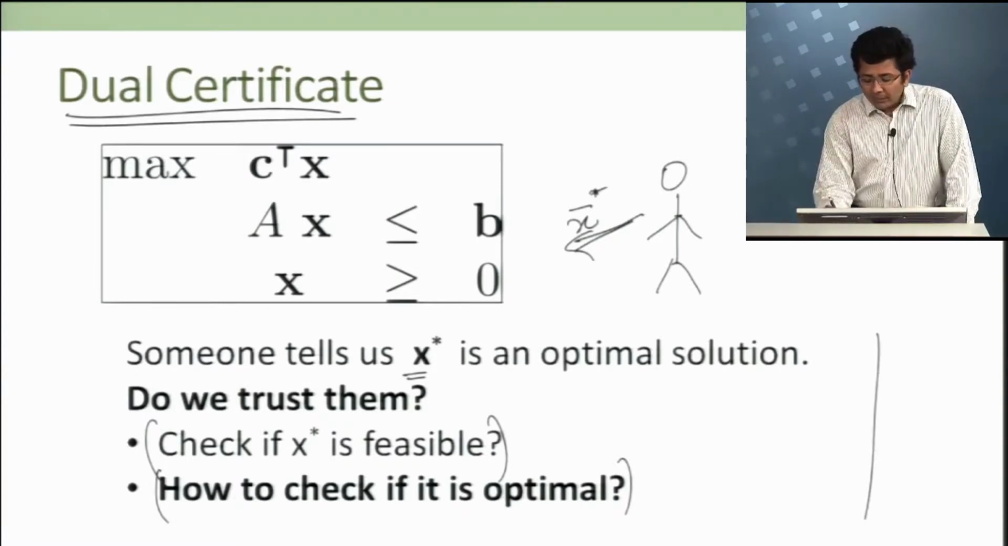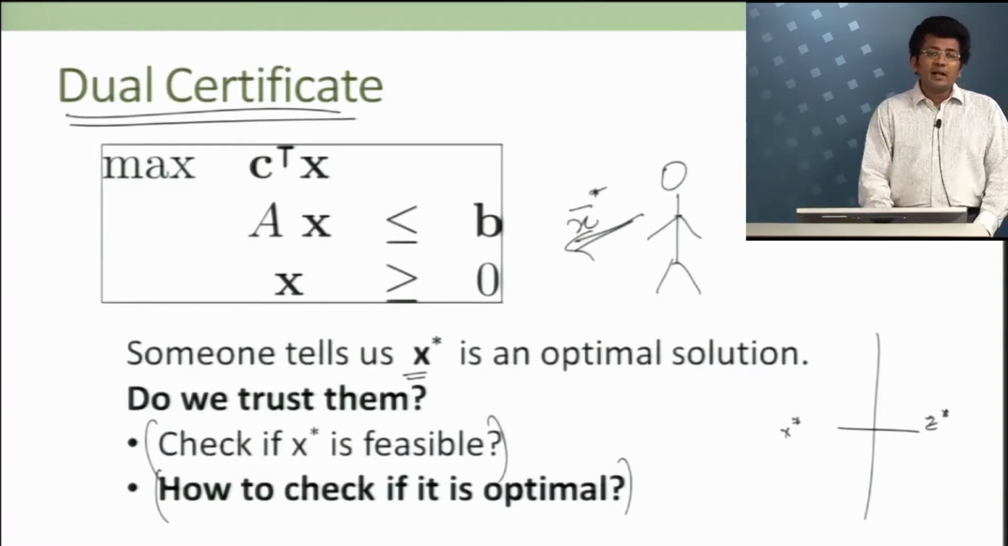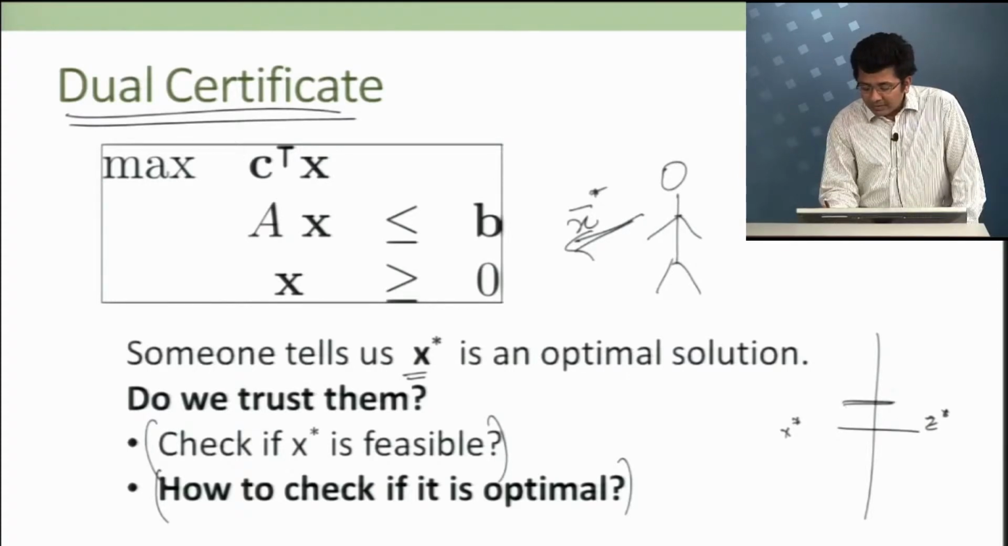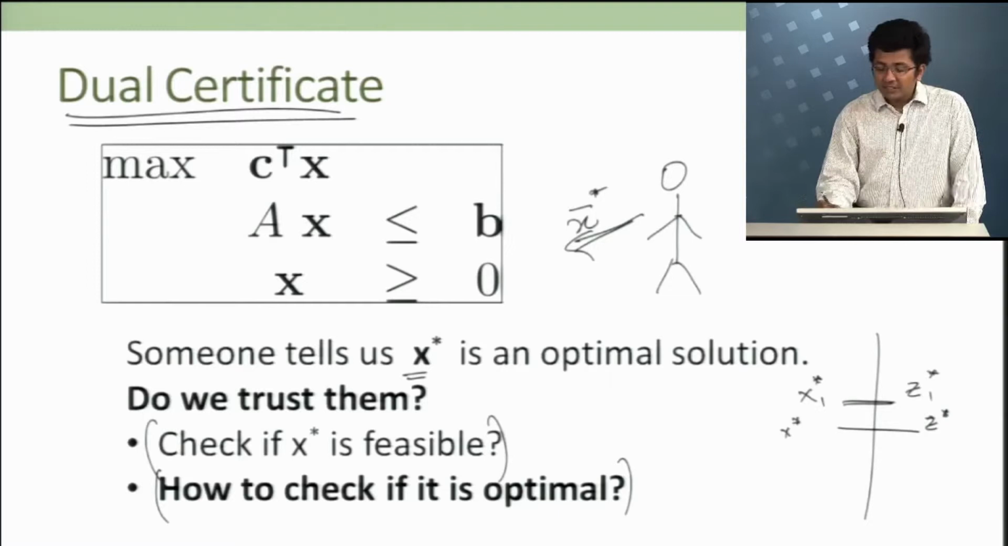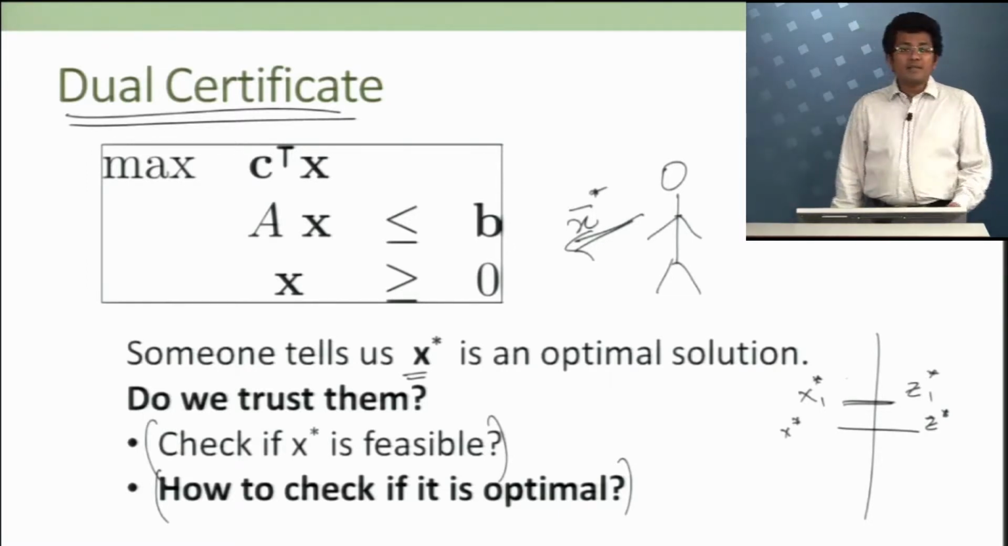So we know that the person has given us X star and claims that Z star is the best value that you can get. But how do we know that some other X star 1 doesn't give us a better value Z star 1 and is still feasible? How do we know that we cannot do better?